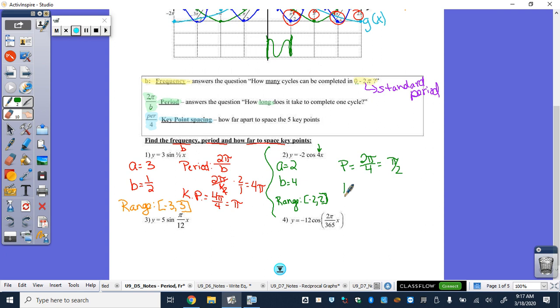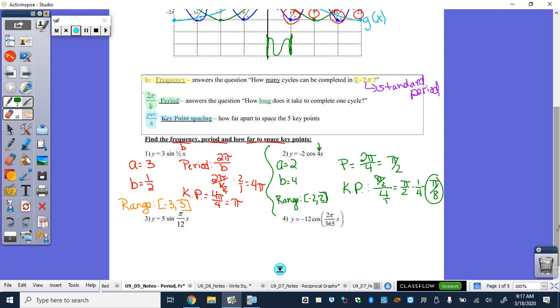So then our key points, pi over 2 divided by 4. Again, you're following the rules of fractions, because we can say that this is really 4 over 1. So dividing fractions, keep, change, flip, multiply across. Your key points are going to be happening every pi over 8.